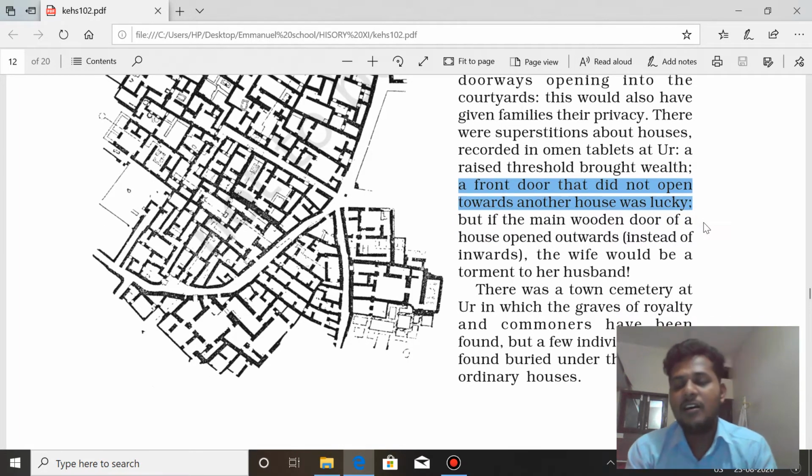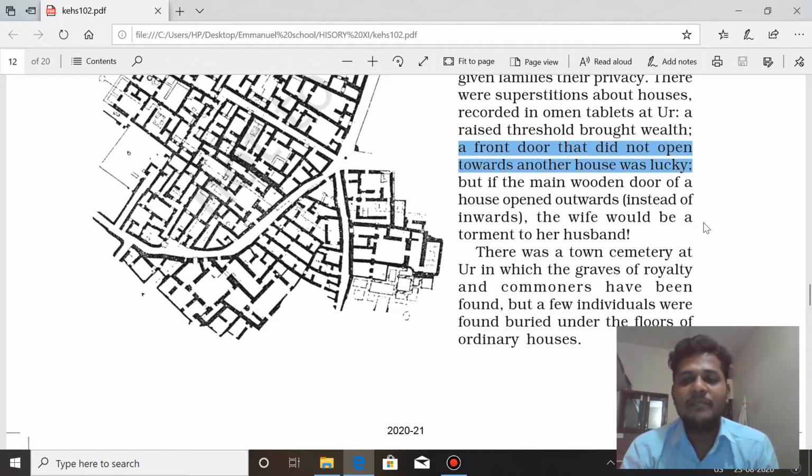If you have a house and the front door of that house, when you open it, does not face the opposite house, the doors not being face to face, then the house is considered to be lucky. If both houses have face to face doors, then the houses are not lucky.